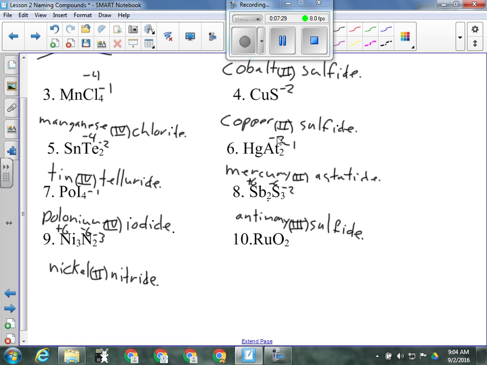All right, and then our last one, we have ruthenium with oxygen. Oxygen's always a -2, so there are 4 negative charges here, and ruthenium must then, since there's only 1 of it, have a +4 charge.